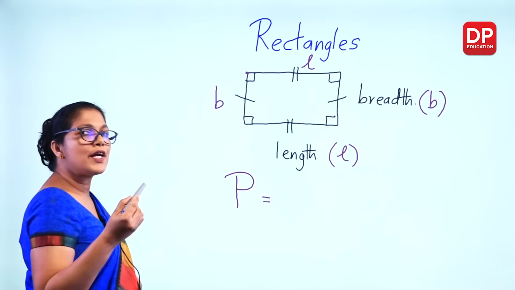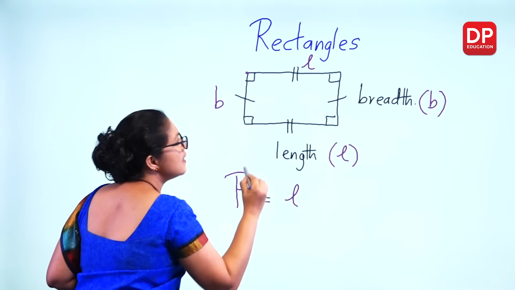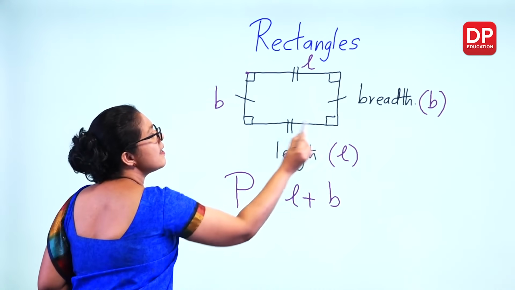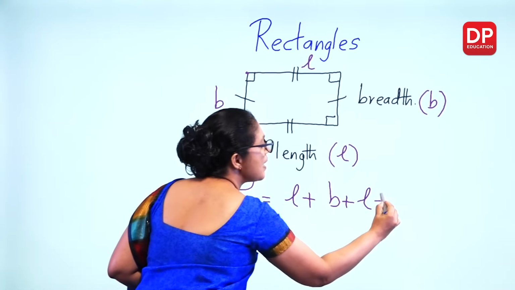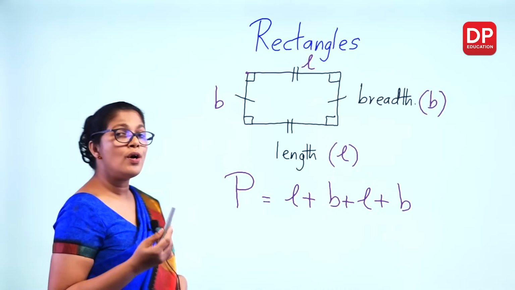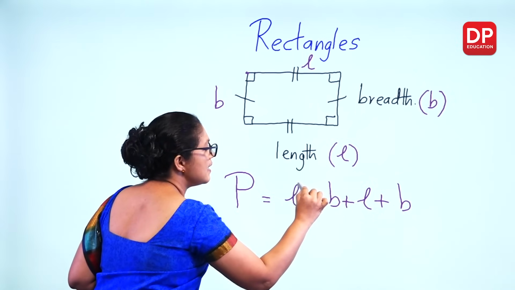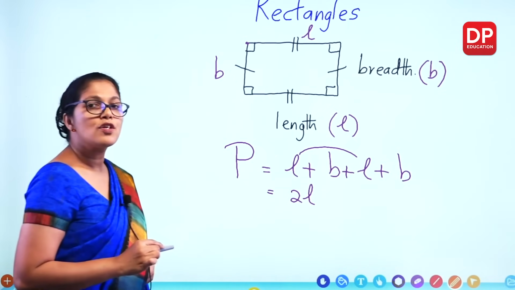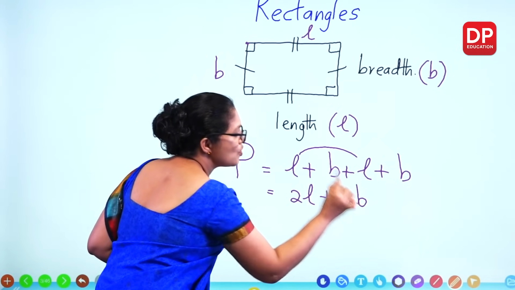Now we'll try to find out the perimeter. We can start from here, L. Then again you get breadth B. This side again L. And this side again B. So here we'll try to simplify this. We know in algebra we can simplify the like terms. So L and L, by adding, I can write 2L. What about B and B? I can write 2B.